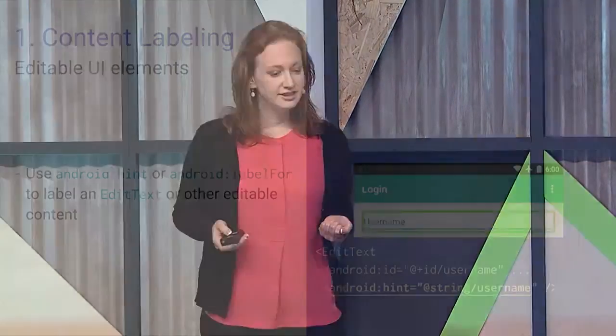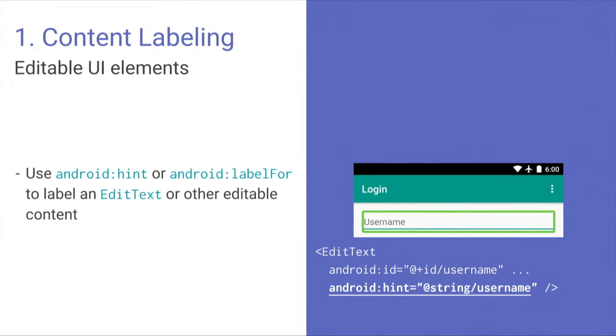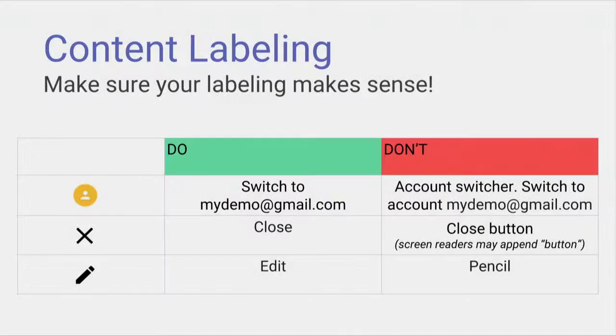For editable UI elements, our recommendation is slightly different. In this case, use android:hint or android:labelFor for anything which is editable. Now, the next big question is, how do I write my content labeling? Our most important recommendation is to make sure your labeling makes sense. So these are a couple of dos and don'ts regarding labeling.